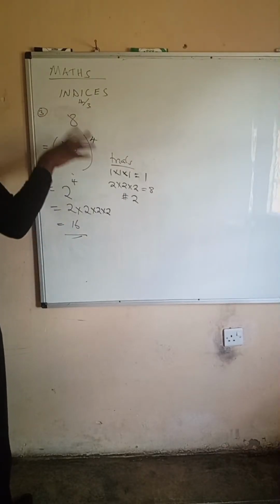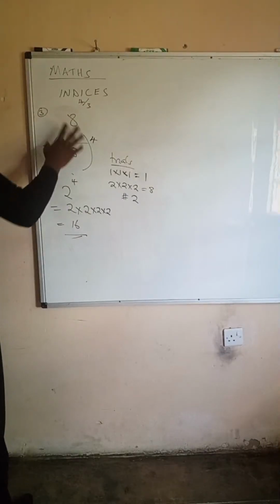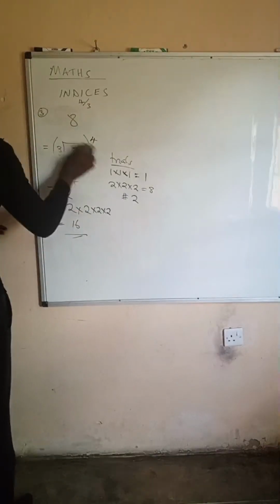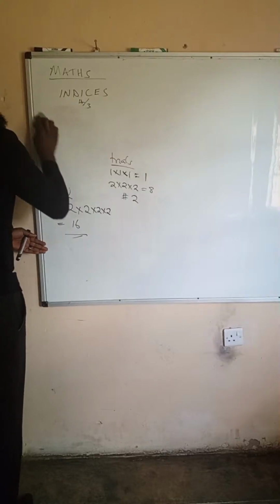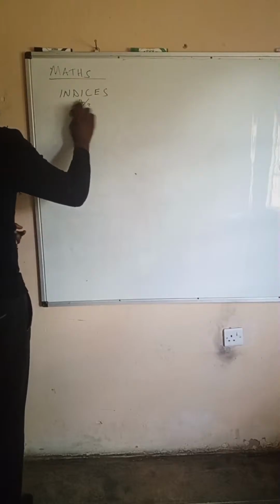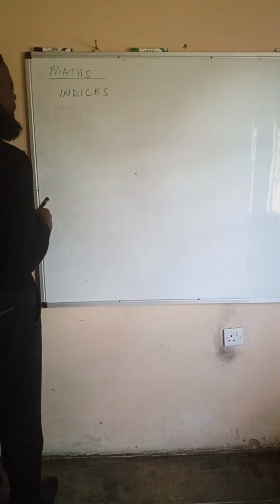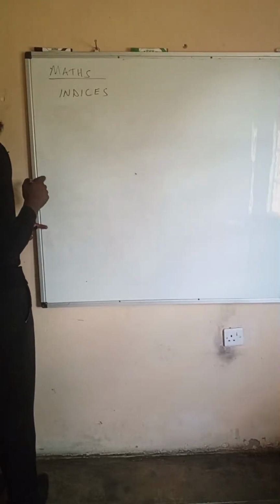Okay. Now, here we are dealing with the powers that are whole numbers. What about if it's a fraction? Let's try a fraction. So, example 4. Let's try a fraction, guys. Indices are sweet. You'll be getting distinctions. Okay, let's look at a fraction, guys.